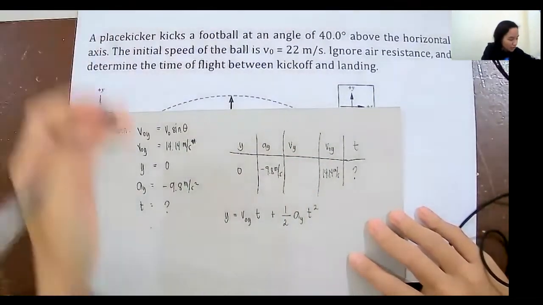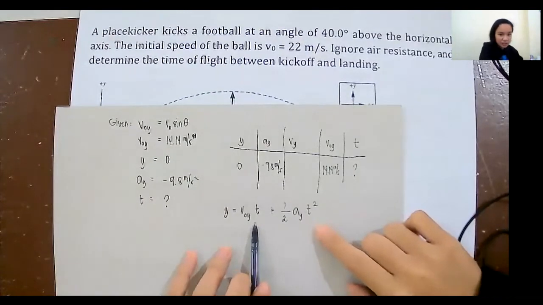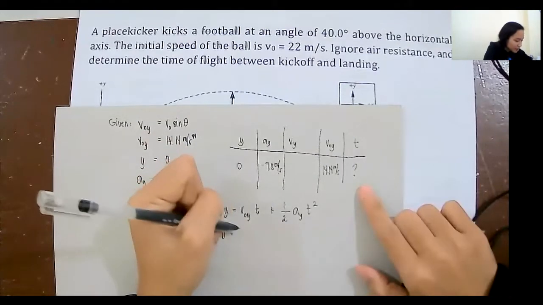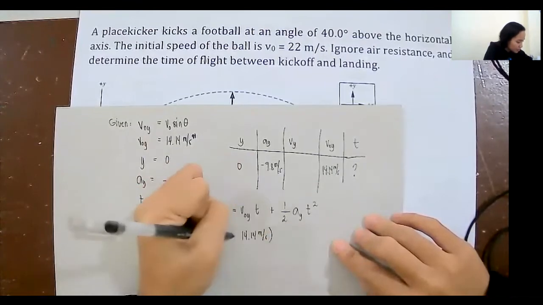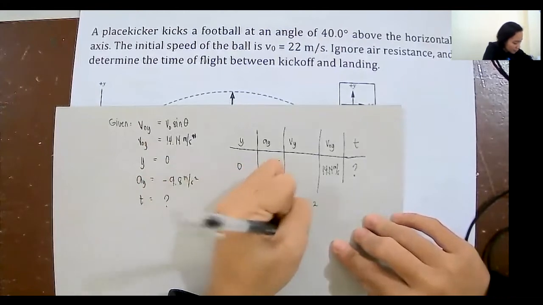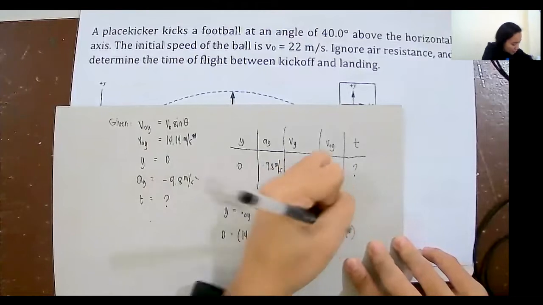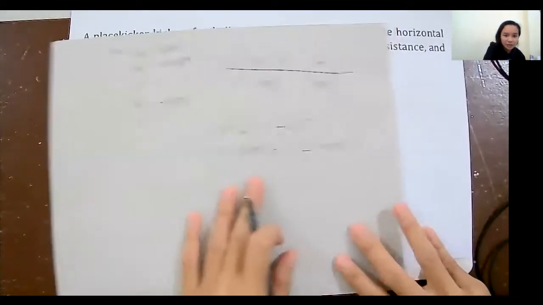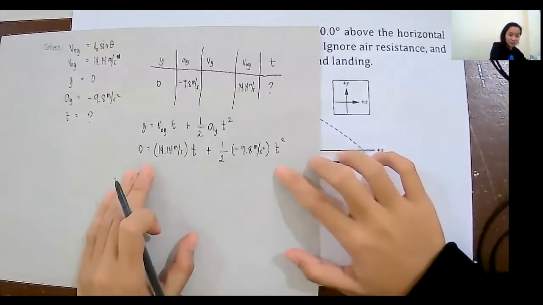Okay, so for this one, you can observe that we have two letter T's. So I will substitute first our given, and then you have your 14.14 meter per second times time, plus 1/2 times negative 9.8 meter per second squared, t squared. So you can observe that the equation here is now a quadratic equation.